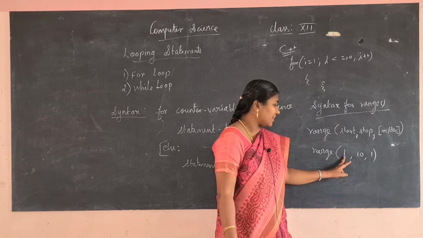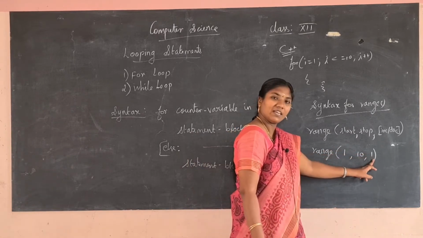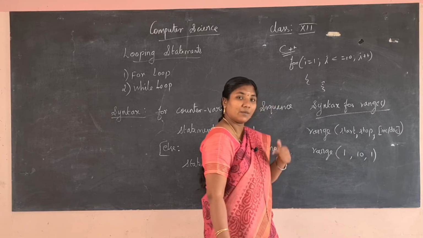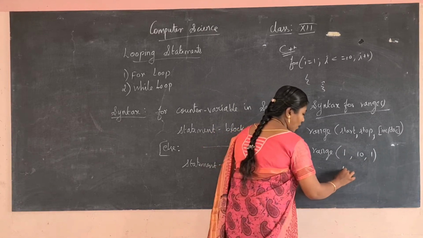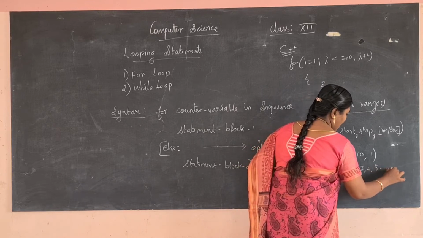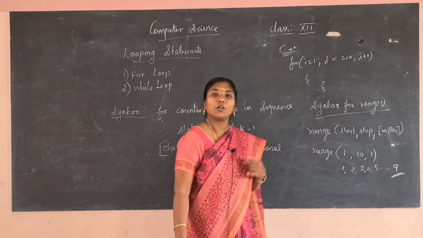So here this range must start with 1. It must be incremented by 1, as I have given 1. So first 1, 2, 3, 4, 5 etc. up to only 9. It will not include 10.